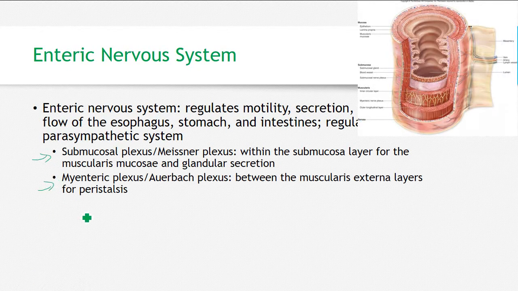Is a submucosal plexus, like the name implies. Where are you going to find this plexus? In the submucosa layer, right? Okay, and this will end up regulating the muscularis mucosae. Okay, this will control that. While the myenteric plexus is going to be in between the inner circular layer and the outer longitudinal layer. Okay, and this is for peristalsis purposes.